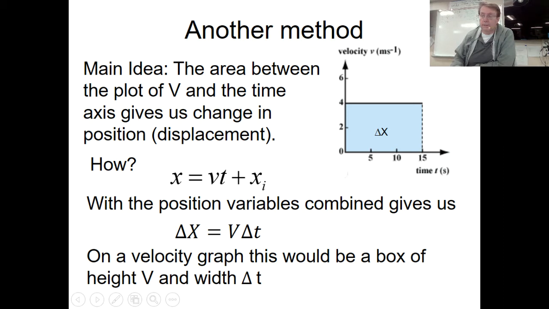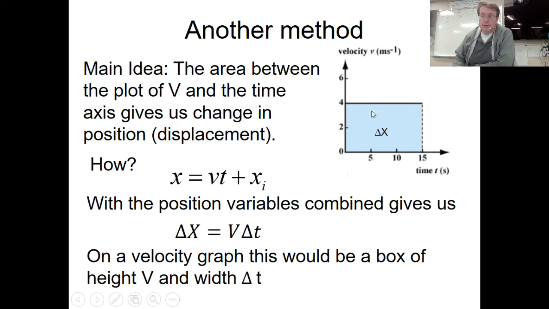So what would I get if I took the velocity, and that's the height of this box, times the time difference from beginning to end, and that's the width of this box? Well, the units for velocity are meters per second. The units for time are seconds. So if you multiply meters per second times seconds, you get displacement. You get how far the object travels. So this is measured in meters.